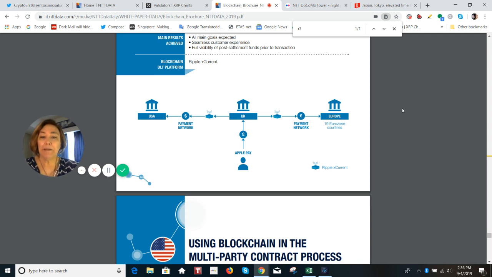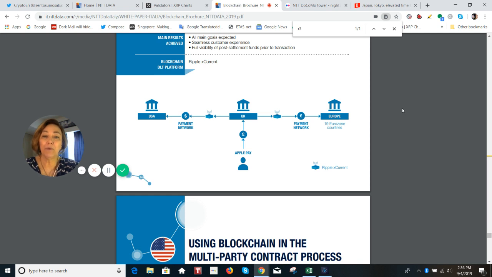There's also a test going on in Italy for supply chain using Corda. There is a US multi-party contract processor using Ethereum, and then a shipping industry with the Mediterranean Port Authority using Hyperledger and Quorum. But the one I really want to highlight is the one in the UK with Ripple.